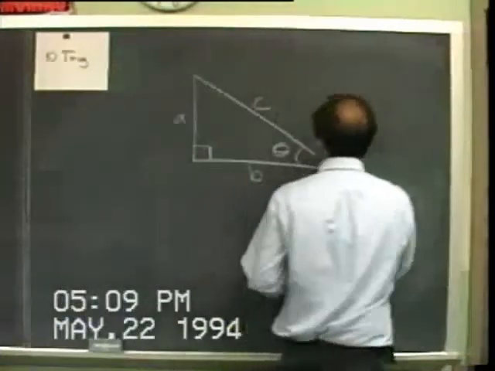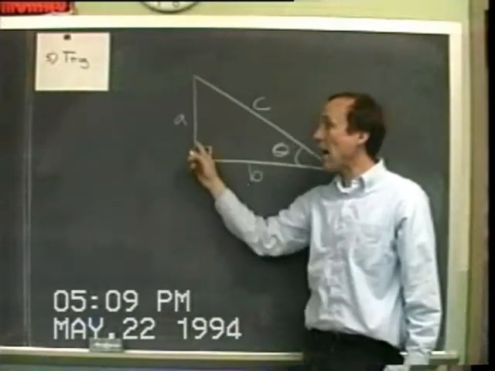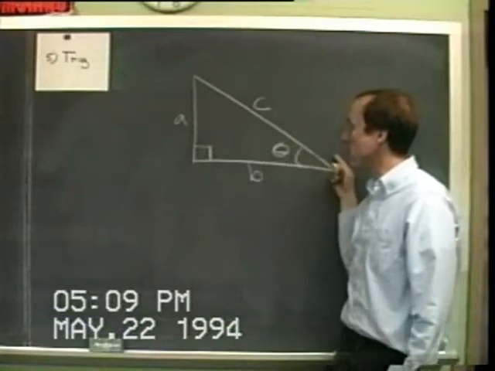I'll call this angle, this opening between these two lines, theta. This side, I'll say it has a length A, this side has a length B, and this side has a length C.